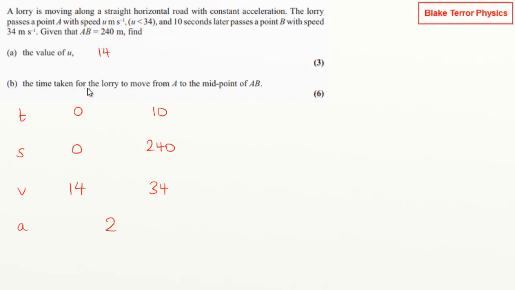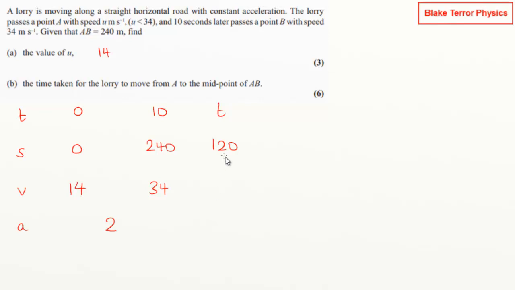Now we want the time taken for the lorry to move from A to the midpoint of AB. Right, we've now got an unknown time, which we're looking for. The midpoint of AB is at 120 meters. We've still got the same acceleration. We've got the same u, but our v has changed.